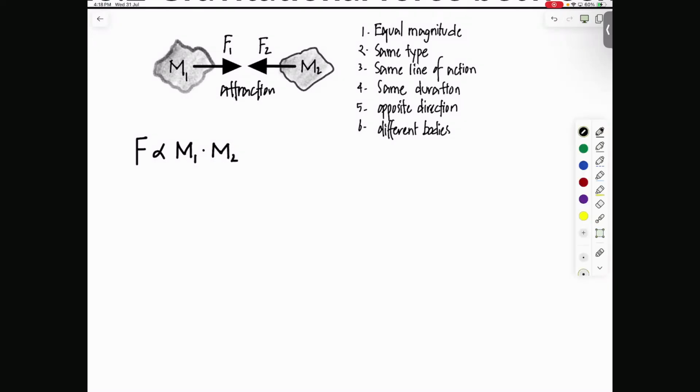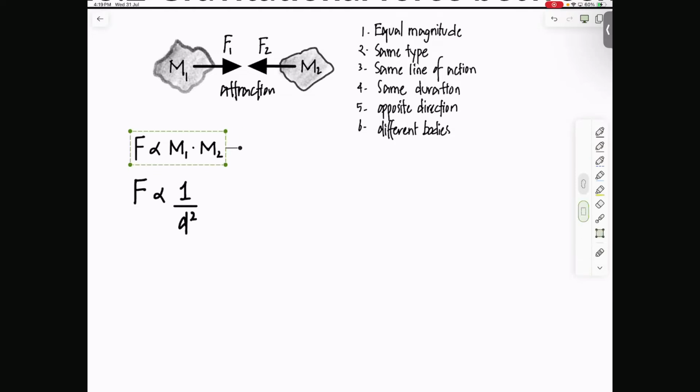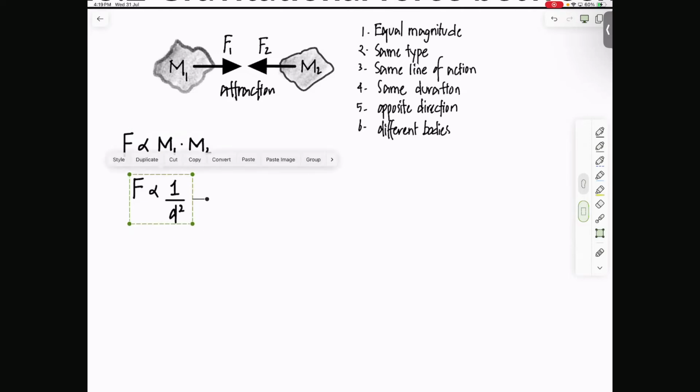And the second thing they found was that this force is inversely proportional to the square of the distance of separation. So according to Newton's law of gravitation, the force is directly proportional to the product of the masses and inversely proportional to the square of the distance of separation.